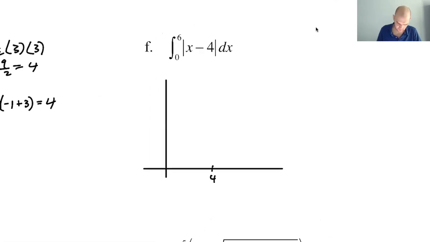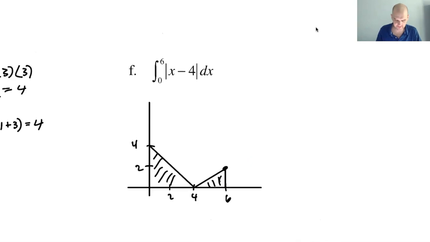The vertex is at 4. So if I plug in 0, I also get 4. If I plug in 6, I get 2. I don't know the scale that I'm supposed to be using here. I guess 2s. So it's going to go here. And do you see a triangle? I see a triangle. And then we're going to go here, and I see another triangle. And so what we're going to do is just find this triangle, and find this triangle, and add them up.